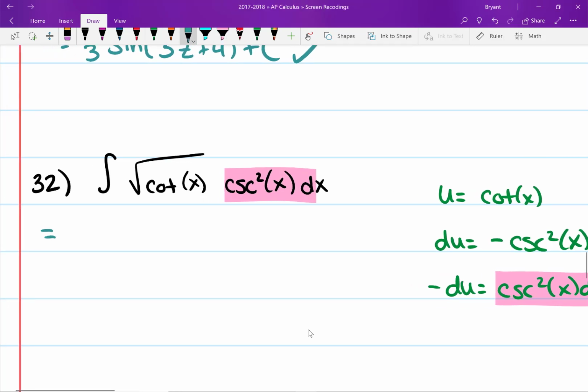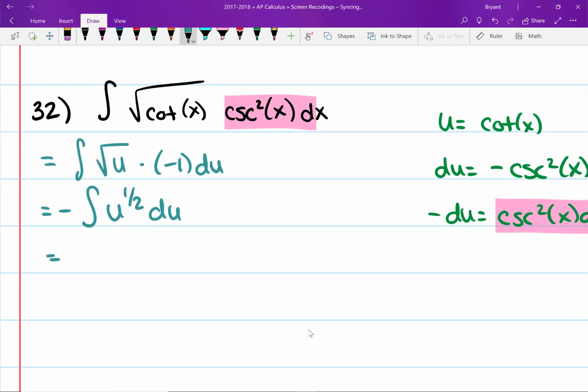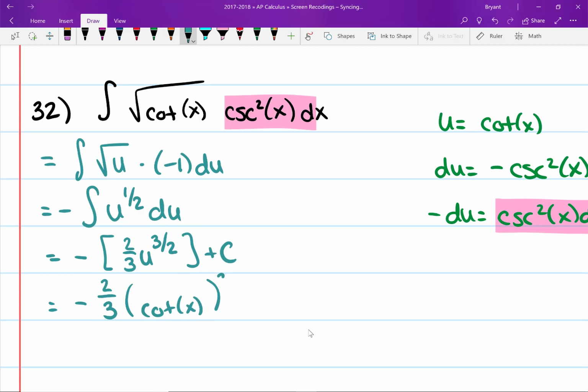So this is equal to the integral of the square root of u times -1 du. So this is negative times the integral of u to the 1/2 du, which is equal to negative 2/3 u to the 3/2 plus c. So I'm going to get this as negative 2/3, and my u was cotangent of x, to the 3/2 plus c. Do not forget that plus c. It is very, very important.